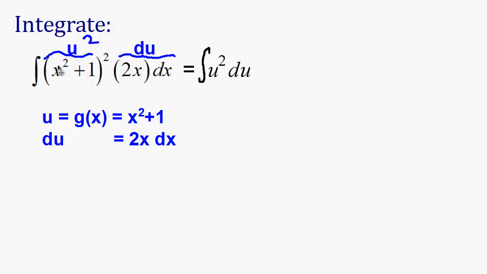And that's because we let x squared plus 1 be equal to u. So that's our g of x. We square it, because that inside of the parentheses part is squared, and we multiply it by 2x dx, which in fact we find is du. So this really complicated function simplifies down to something we can definitely integrate in terms of u squared du.